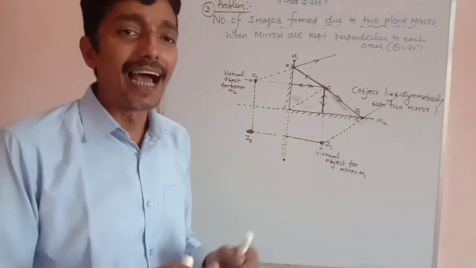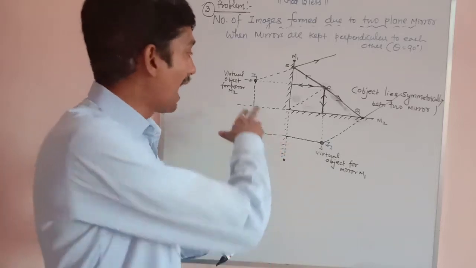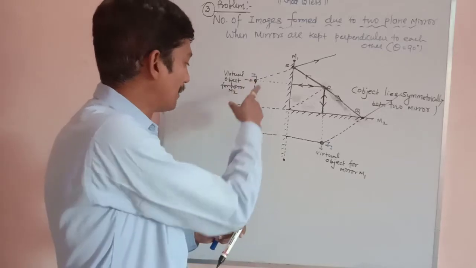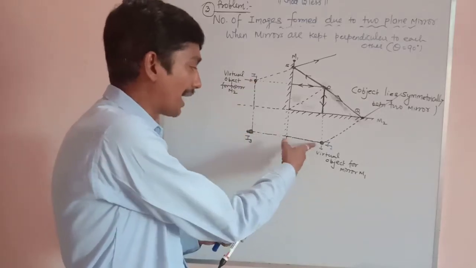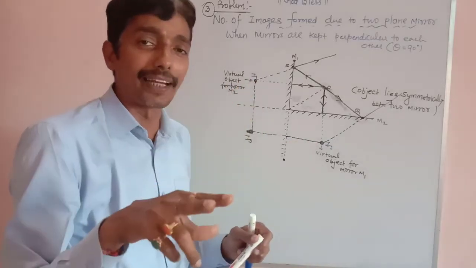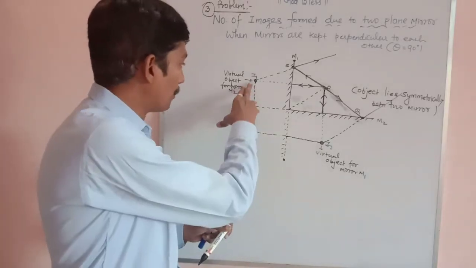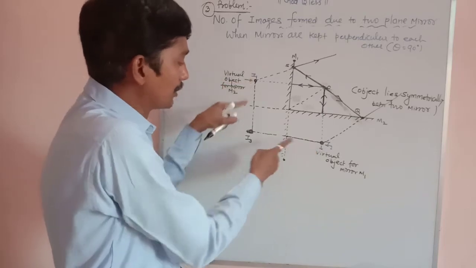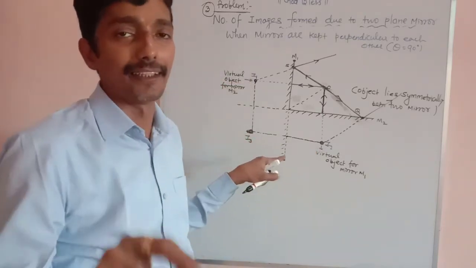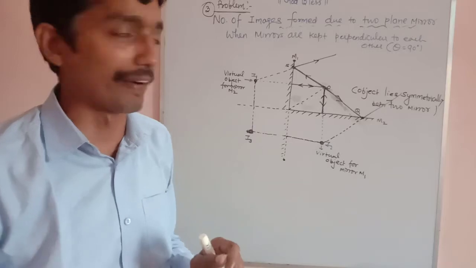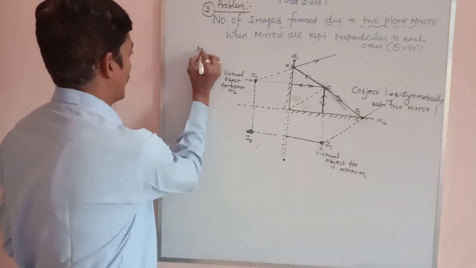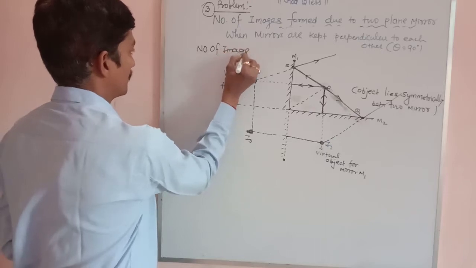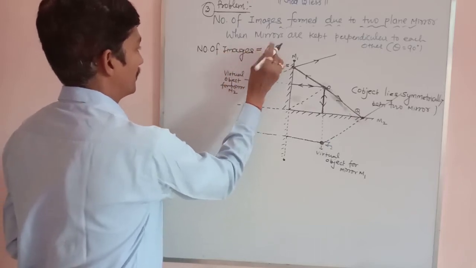This means there should be 4 images, right? The image of I1 is obtained here, the image of I2 is obtained here. But actually, the thing is that both I1 and I2, the images because of these two, are obtained at the same point, I3. So only 3 images we are getting, right? So here the number of images is 3.